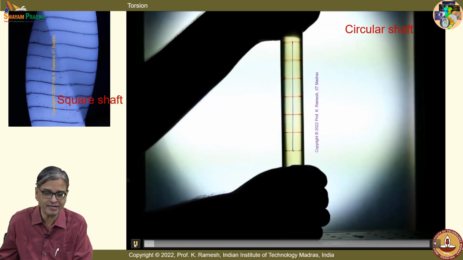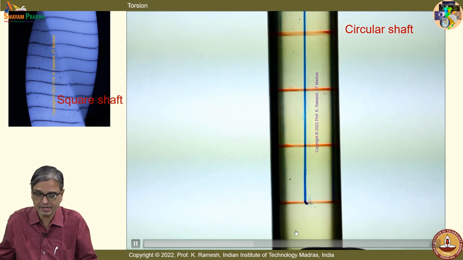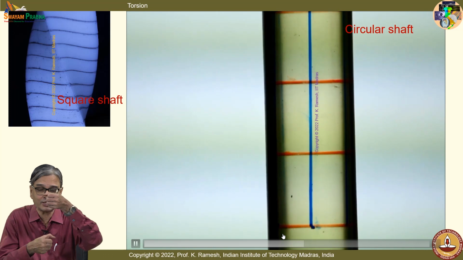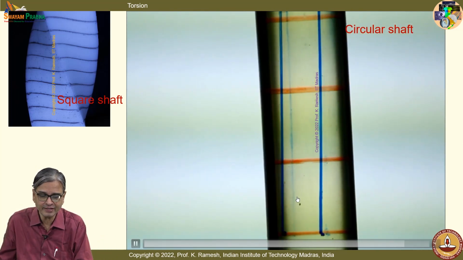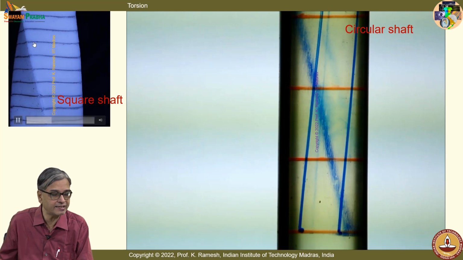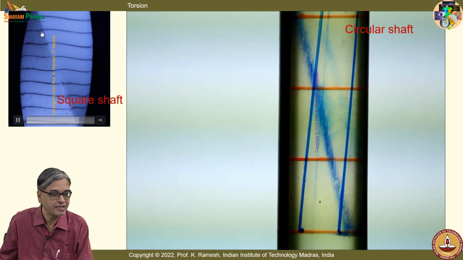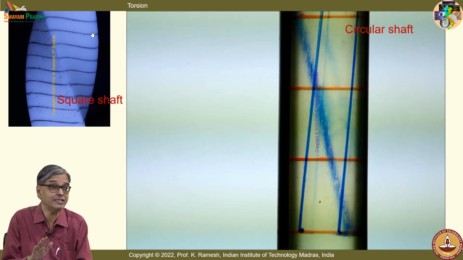There are many things illustrated here. See, I am holding it top and bottom, and I do the twisting. Fine. And I have the twisted shaft, and in this the red line remains horizontal. It is not moving up and down. Whereas the same horizontal line in the case of a square shaft has moved up and down. That is called warping of cross section.